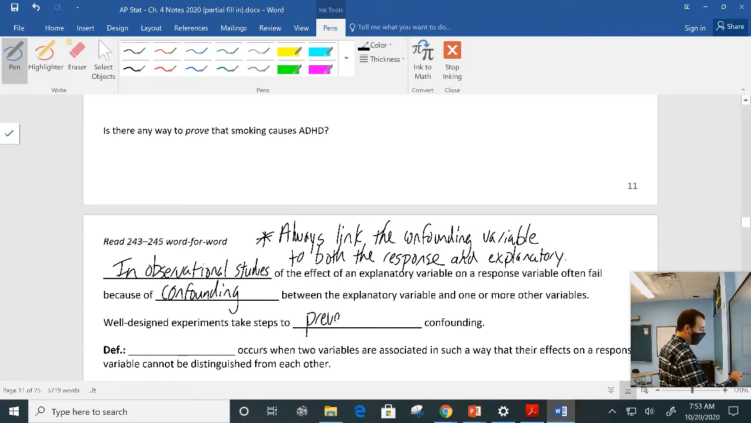Well-designed experiments take steps to prevent confounding. So in an experiment, we can alleviate this issue by saying everyone's sleeping on the same size bed, the same type bed, and so on and so forth. In an observational study, it's a hands-off approach. I can't control those other factors. So just to formally define confounding, it occurs when two variables are associated in such a way that their effects on the response cannot be distinguished from each other.